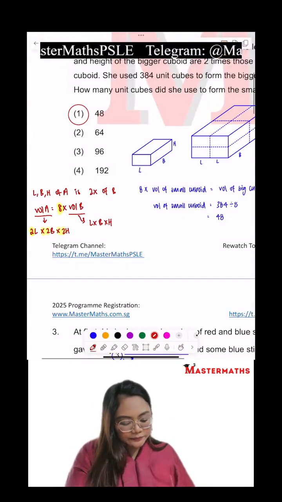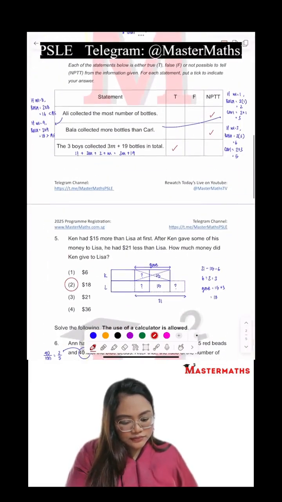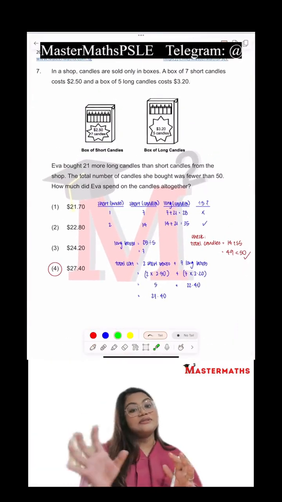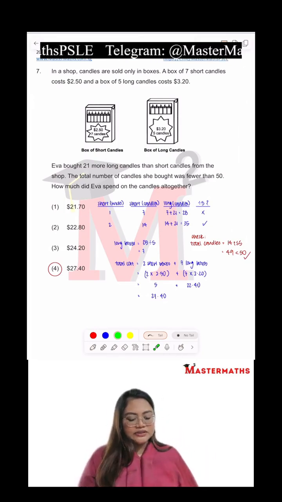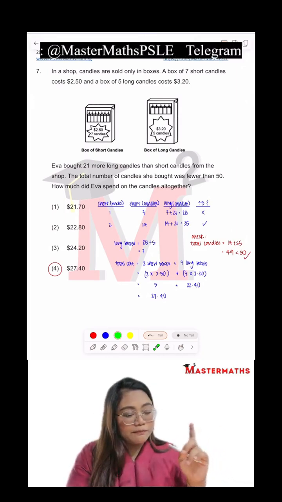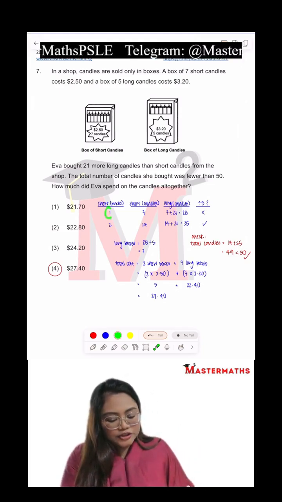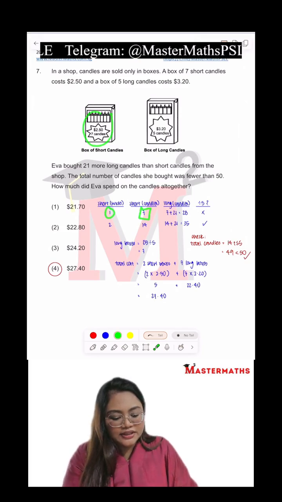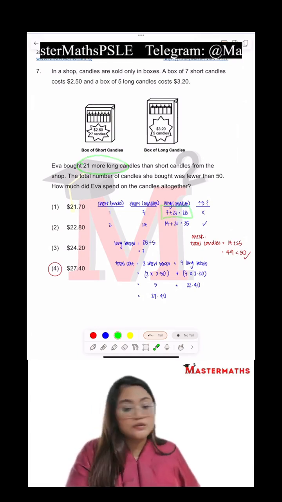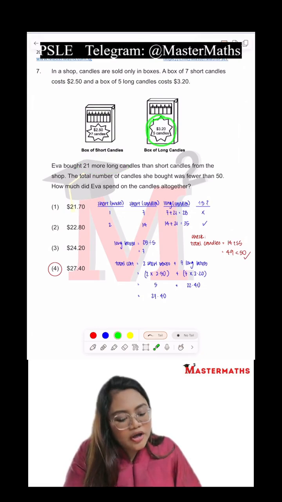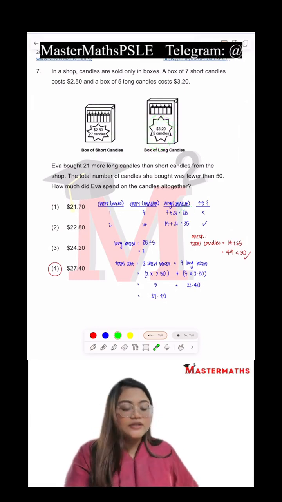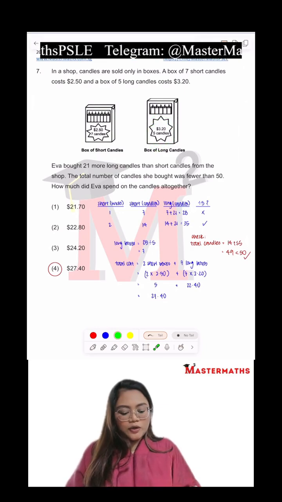So, how I would solve this is as such. Because I can only buy in boxes of 7 for the short one and boxes of 5 for the long one, I do listing. This is not called guess and check, it's called listing. I buy 1 short box, which means I got 7 candles, right? But then if I got 21 more long, that will be 28 long candles. But 28 candles cannot be bought in boxes of 5. So there's no such thing as me buying 28 candles. So that's out. We move on to the next one, which is 2 boxes.